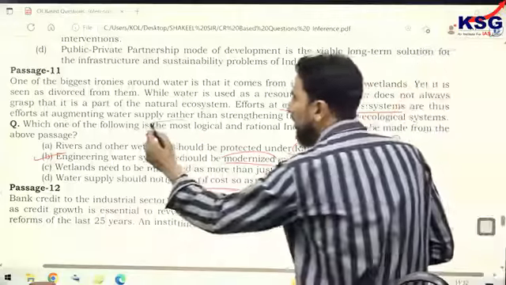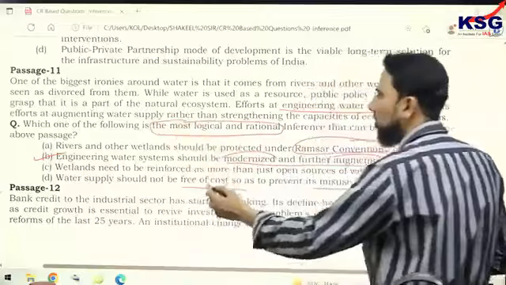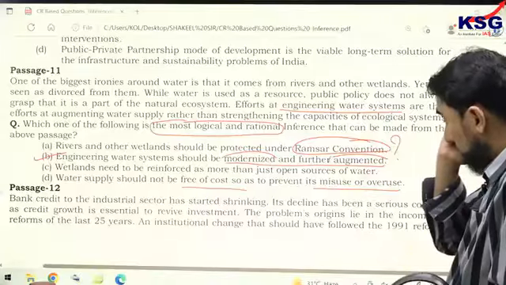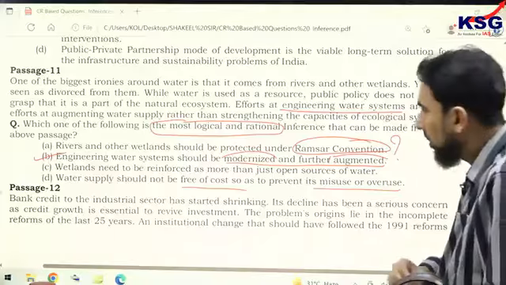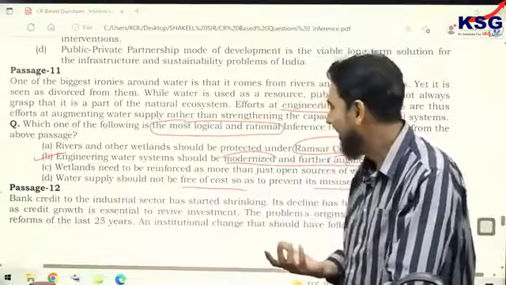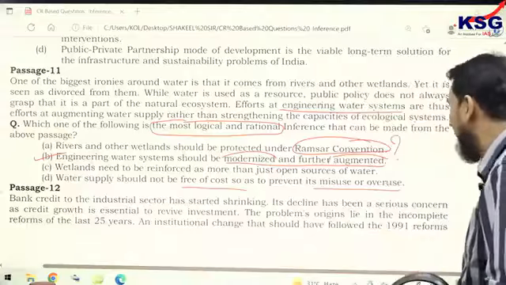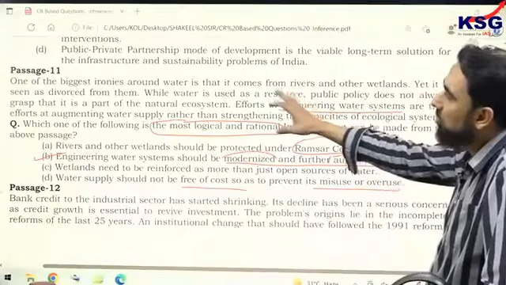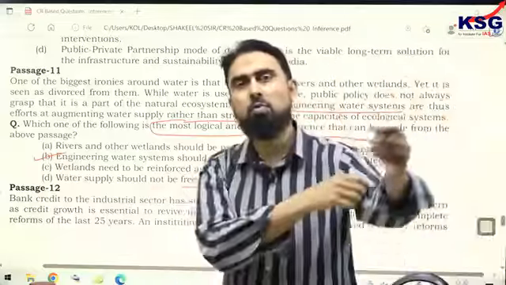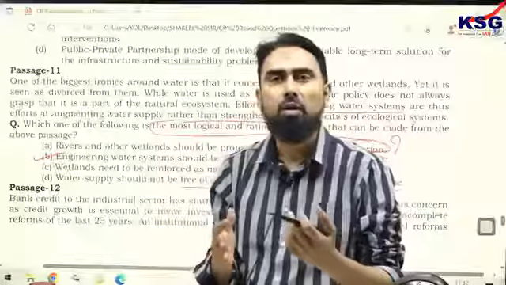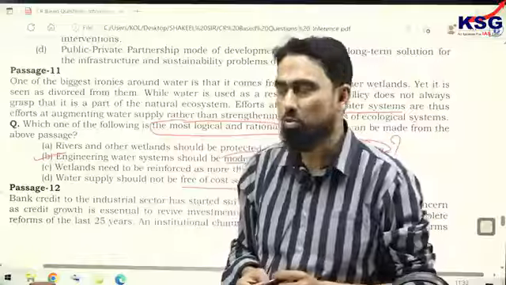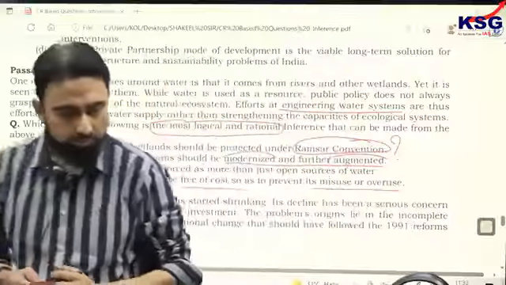When the examiner has asked you to find out the most logical and rational inference, you need to compare the inferences. Whether it is free of cost or already free of cost, nowhere is it given. So water supply should not be free of cost. How do we know that it is not free of cost? As to prevent its misuse or overuse. So it is not about misuse or overuse, rather it is about how we deal with the sources of water. Our attitude is that we take more and more water instead of making any efforts at preservation of those wetlands and rivers. So this misuse and overuse is going towards surcharge, that is totally irrelevant.